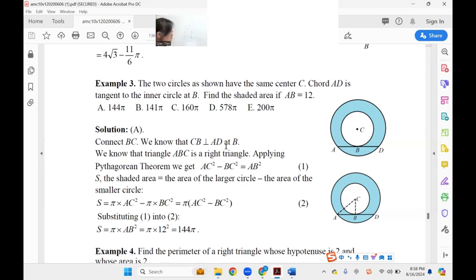And then he's saying AB is 12. You want to know the shaded area. So basically this shaded area is equal to, let's say, the big circle would be CD. Let's say it's R, okay? And then the inner circle would be BC, it's r, right? So the shaded area would be pi R squared, the big circle, minus pi r squared, the small circle, right? But you know, this is a triangle. Triangle ABC is a triangle, right?